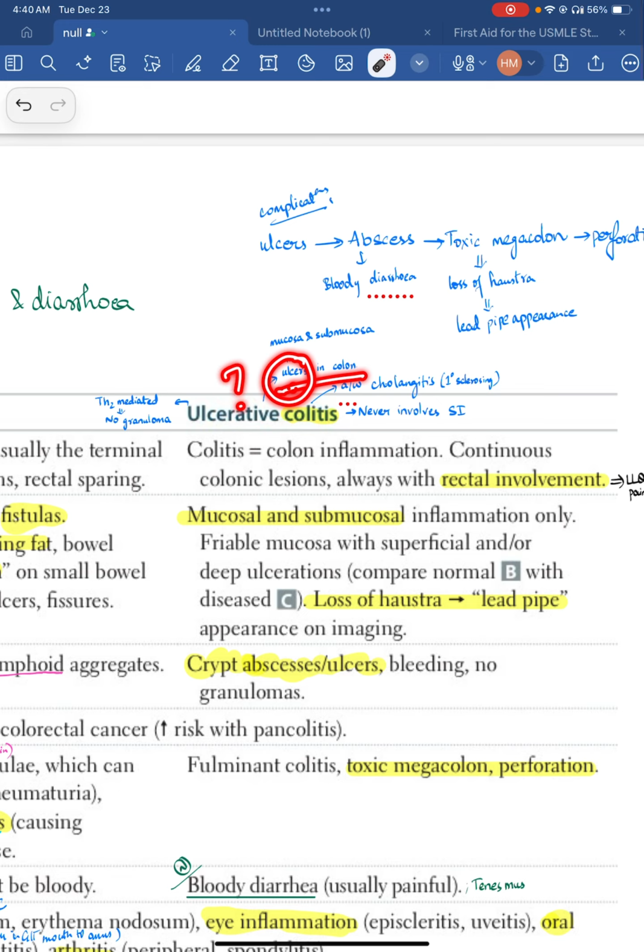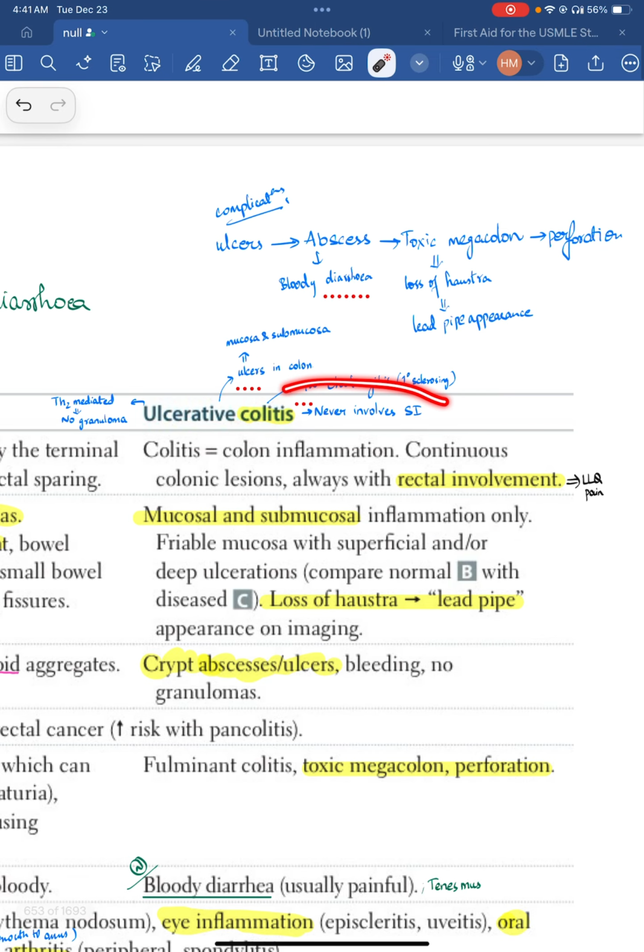And what is the definition of an ulcer? Ulcer is a discontinuity in the mucosa and submucosa. So where does this inflammation occur? It occurs in the mucosa and submucosa only. As I said, the name should summarize the disease. So ulcerative means ulcers. Where are the ulcers? In the colon. And what is an ulcer? Discontinuity in mucosa and submucosa. And that is where our inflammation is happening.